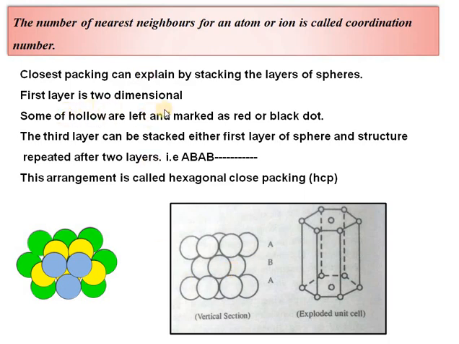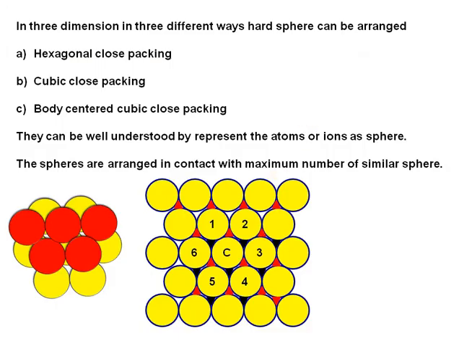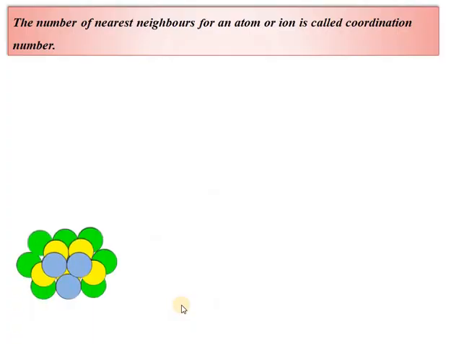The first layer is two-dimensional, but some hollows are left, which are marked as red or black dots. This is in the last slides. It is a hollow or void, a black or red spot, that we show here.